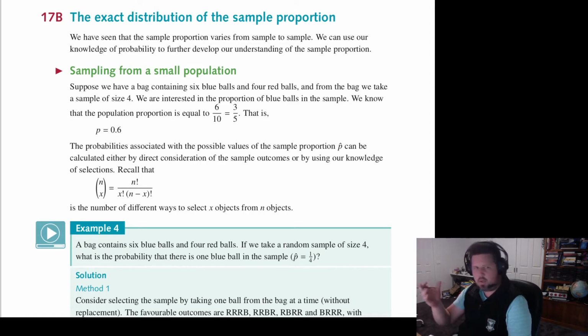Now, when you go to calculate the associated probabilities of those possible values for the sample proportion P hat, they can be calculated either by direct consideration of the sample outcomes or by using our knowledge of selections. And if you are unsure about selections, you might have to go back and watch a video on that, and I'll put a link up the top.